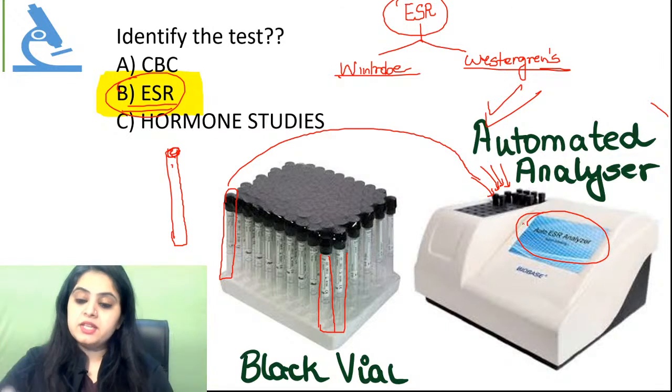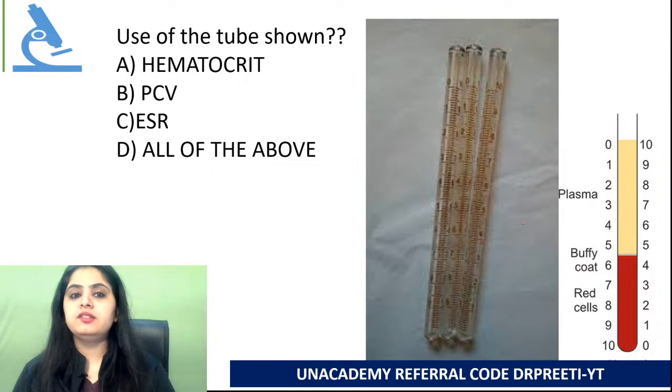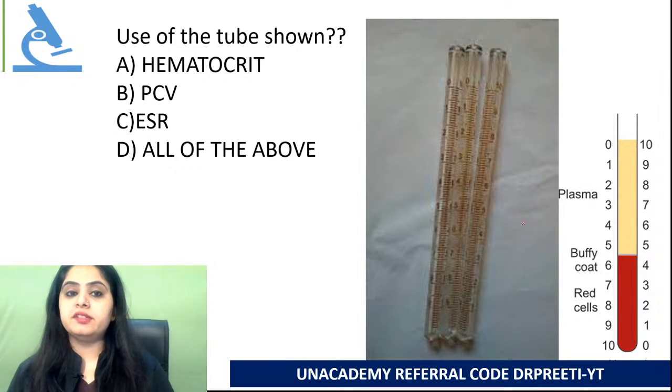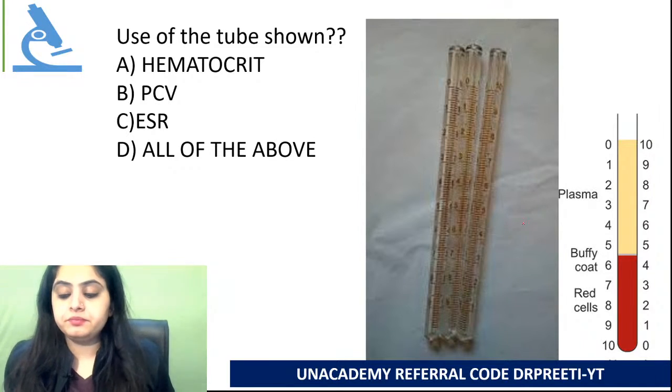Black vacutainer. Talking about ESR, maybe you can tell me something about this tube. What is this tube and what are the uses? The last two questions for the day. What is this tube and what are the uses? Is it for hematocrit, PCV, ESR or all of the above? Hematocrit, PCV, ESR or all of the above?